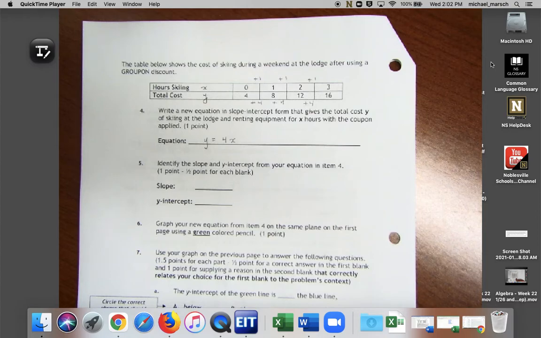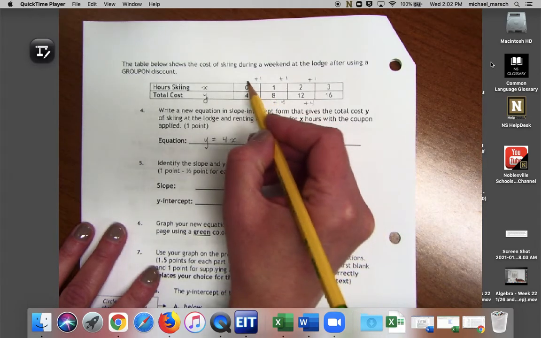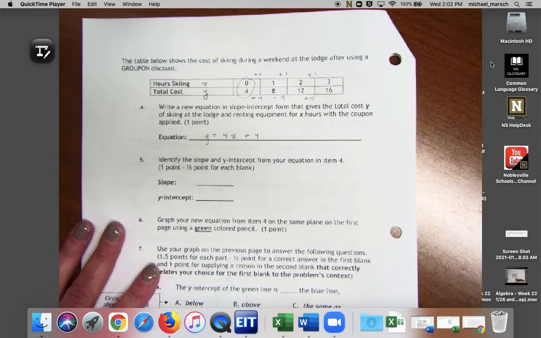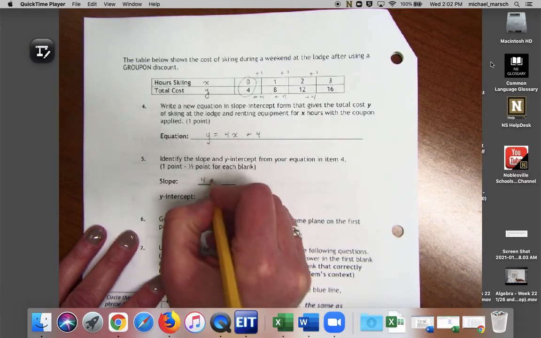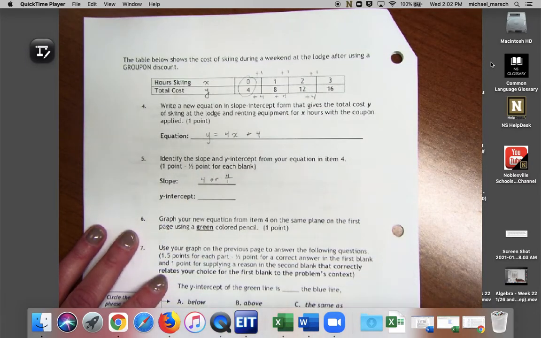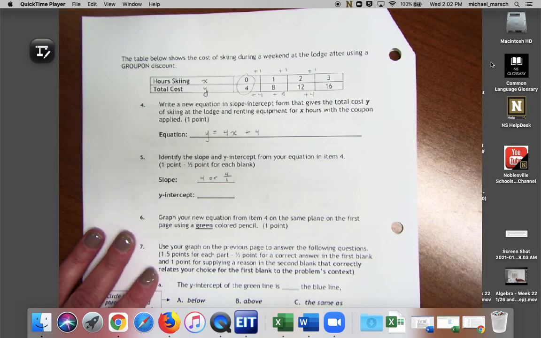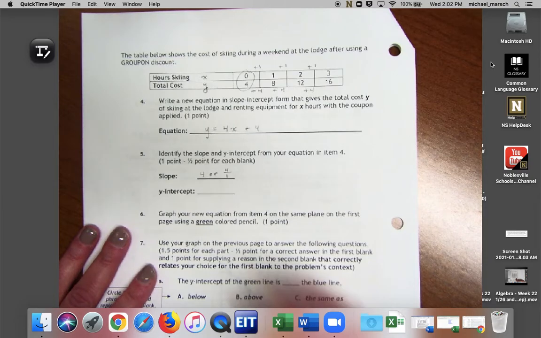We have to find where it's 0, or x is 0, right? So this is going to be my y-intercept, so 4x plus 4. So then my slope is going to be 4, or 4 over 1. And my y-intercept, Hunter? 0, 4. Awesome.